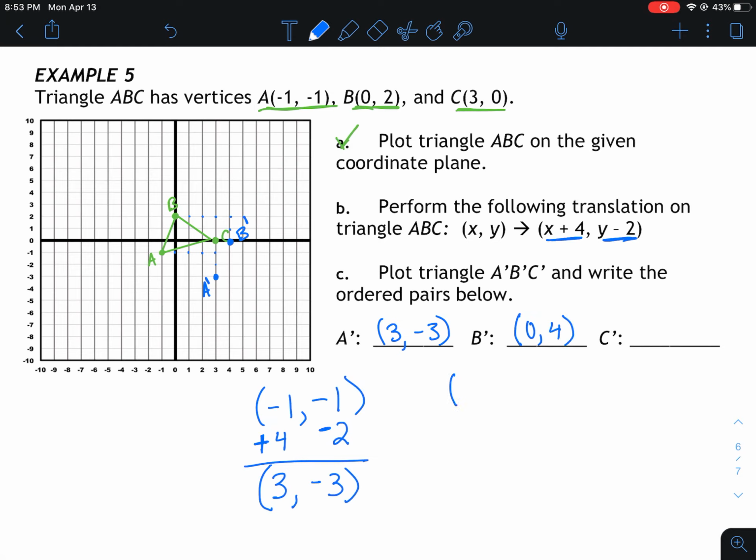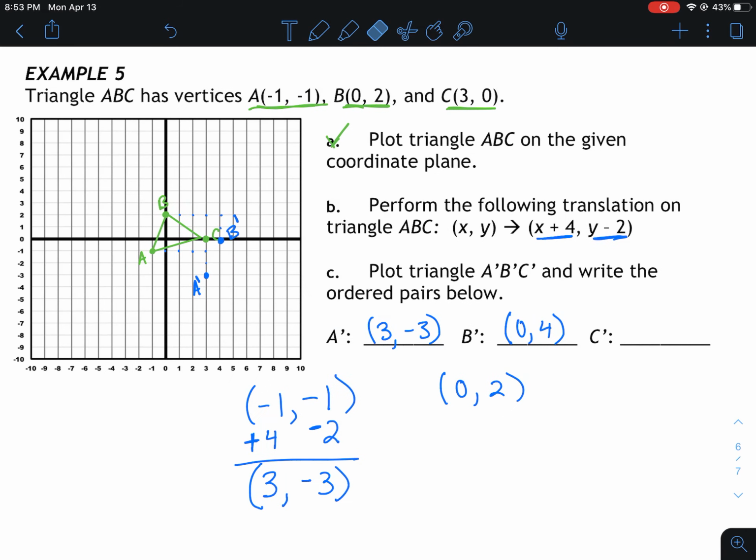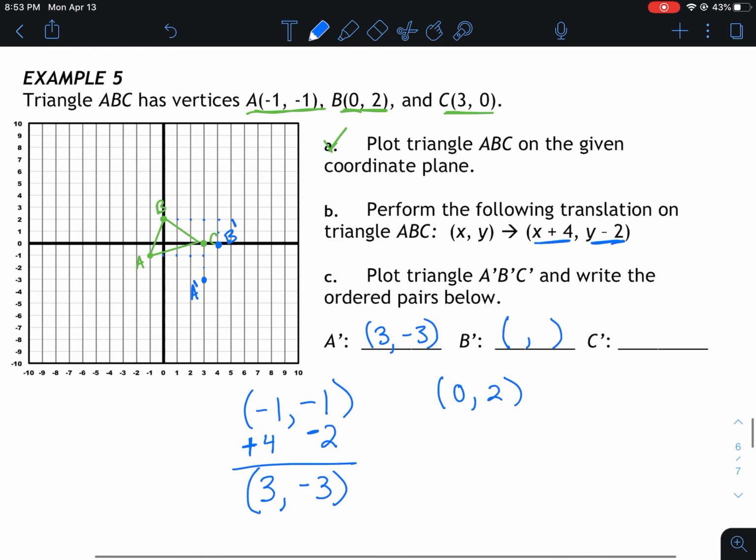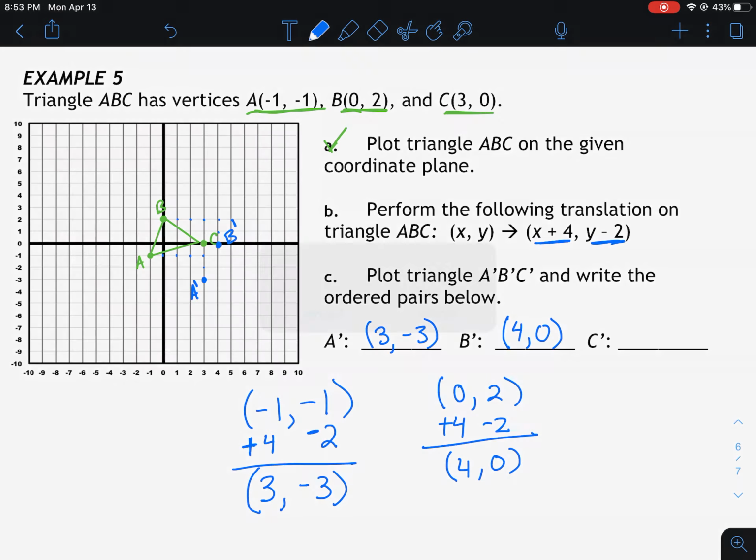I can always check that by taking my original 0, 2, and I can add 4. And, oops, sorry, I wrote that wrong. 4, 0, not 0, 4. There we go. Caught myself there. Okay, so I add 4 to my x, and I subtract 2 from my y. So this would give me 4, 0. I don't know if any of you else caught me before I did that. Great job if you did. Good job paying attention.